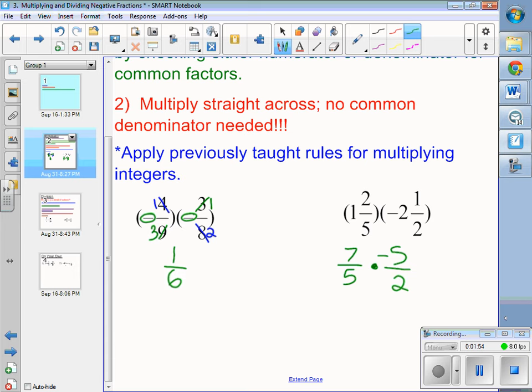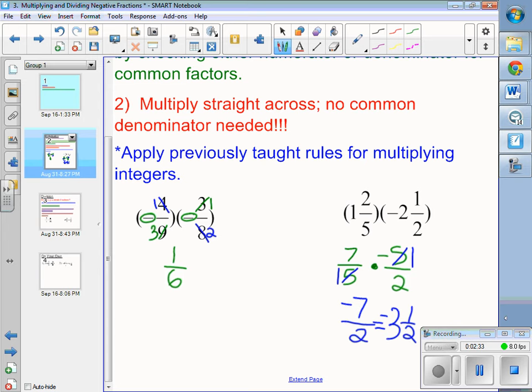All right, so we look again for our common factors. We've got a 5 in common here. 5 divided by 5 is 1. Negative 5 divided by 5 is negative 1. So now I've got 7 times negative 1 is negative 7 over 1 times 2 is 2. And that simplifies to negative 3 and 1/2.